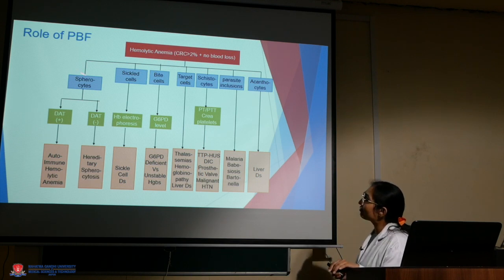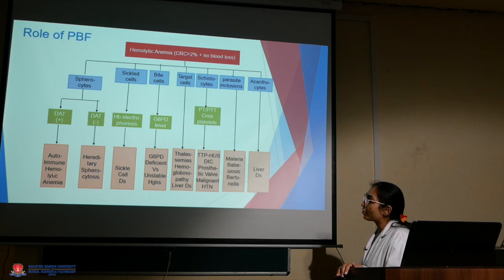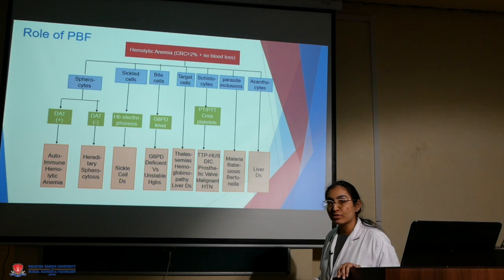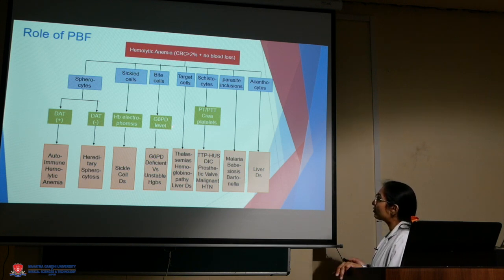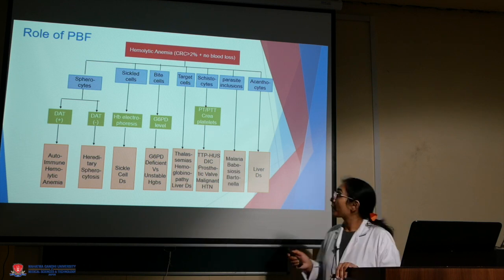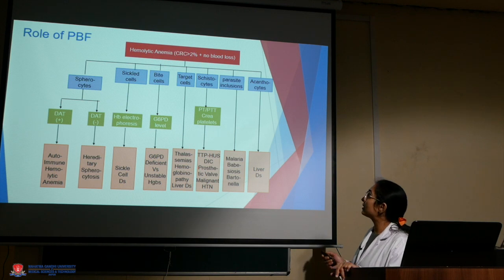If you see spherocytes on the peripheral smear, you go for DAT, the direct antiglobulin test, or Coombs test. If it is positive, it is autoimmune hemolytic anemia. If it is negative, you suspect hereditary spherocytosis. If you see sickle cells, straight away you go for electrophoresis, and if you find sickle cells, you can make a diagnosis of sickle cell anemia. If you see bite cells, you look for the G6PD level, and G6PD deficiency as well as unstable hemoglobins will have bite cells. Target cells are seen in thalassemias and other hemoglobinopathies as well as in liver disease.